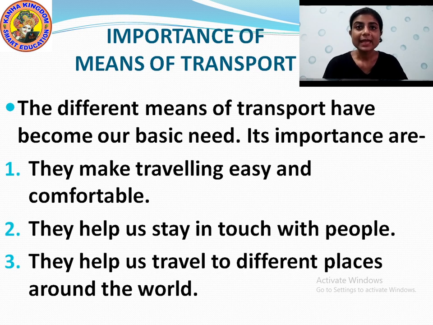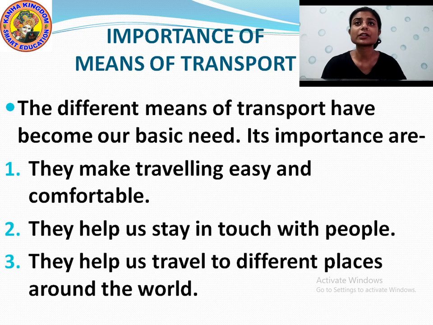Yes or no? Then they help us travel to different places around the world. With the help of these different means of transport, we can travel to different states and different countries, because it makes our traveling easy and comfortable. Understood?